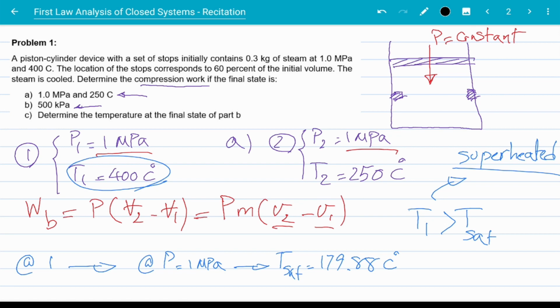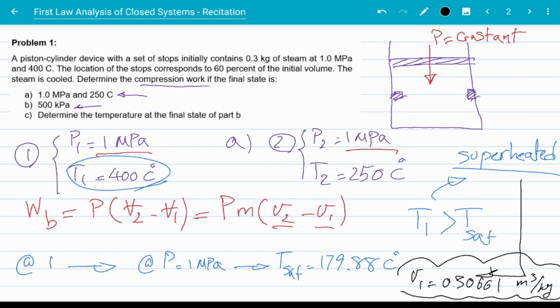That's what we're going to do. You go ahead and check the tables, and you will see that the specific volume of steam at 1 megapascals and 400 degrees Celsius is 0.30661 meters cubed per kilogram. So we found the initial specific volume. Now all we need to do is find the final specific volume.